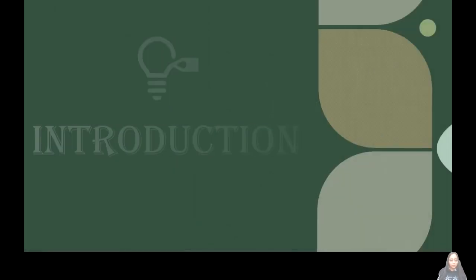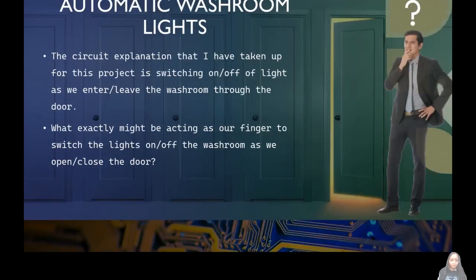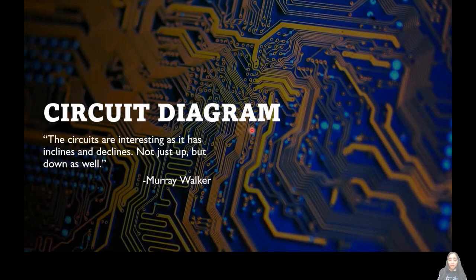Coming to the introduction for my project, the circuit explanation that I have taken up is switching on or off of the light as we enter or leave the washroom through the door. What exactly might be acting as a finger to switch the lights on or off as we open or close the door? I would like you to ponder over that question for some time, and then eventually I'll answer that.